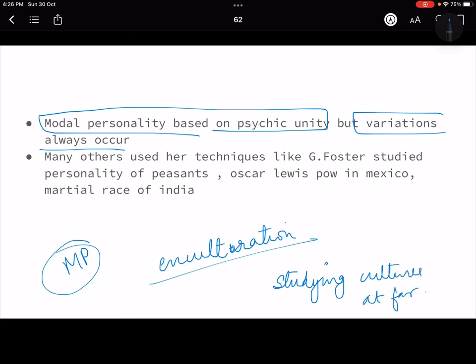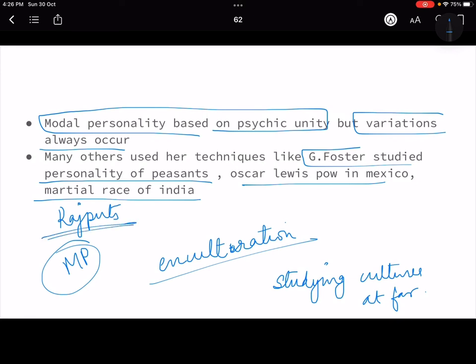And then this technique of studying cultures from afar, or from a distance, was then used by many others like G. Foster, who studied the personality type of peasants, or Oscar Lewis, who tried to study the prisoners of war in Mexico, or the martial races of India. The Rajputs were studied using this technique only. So a lot of people after that used this technique of studying cultures at a distance, or these kinds of projective techniques. So in a theoretical way you won't say that she contributed much, but she contributed in the methodological way. That means she came up with a lot of new techniques, right?